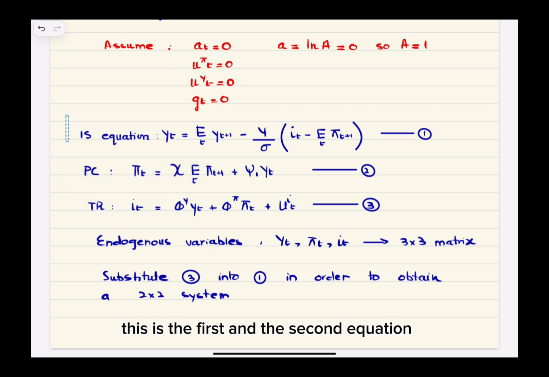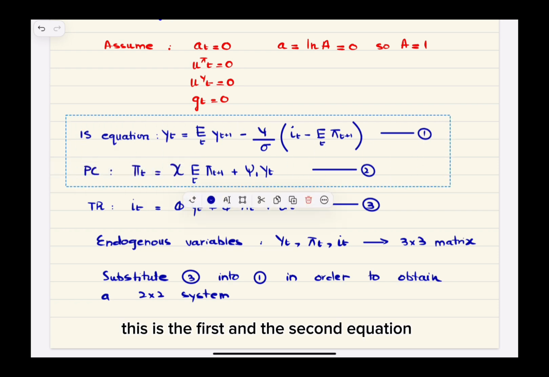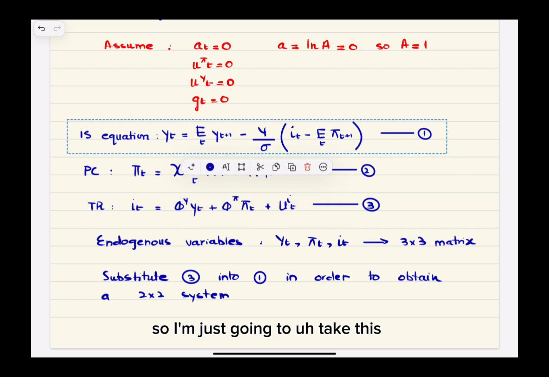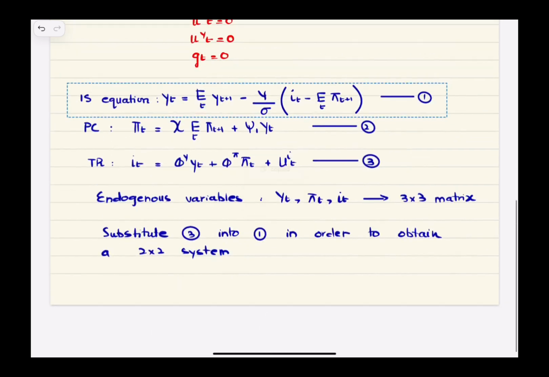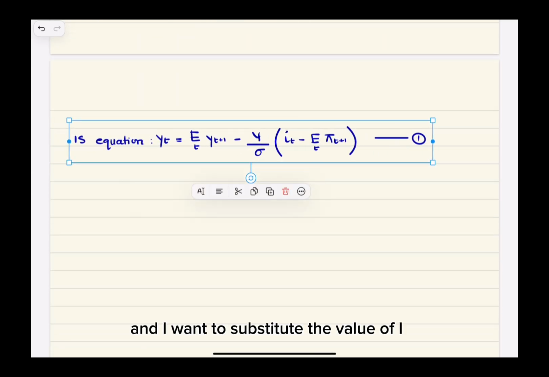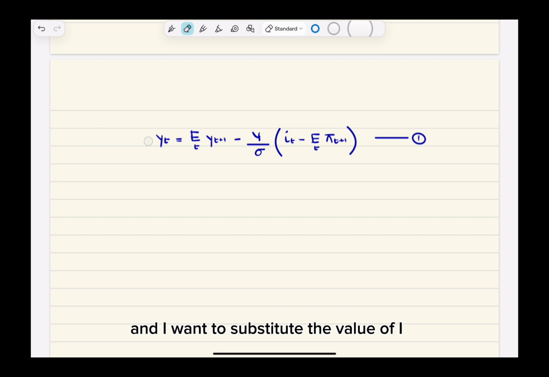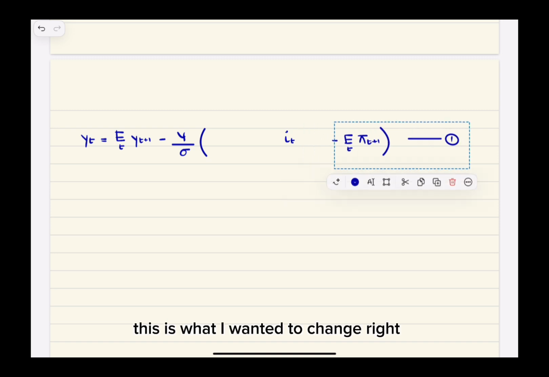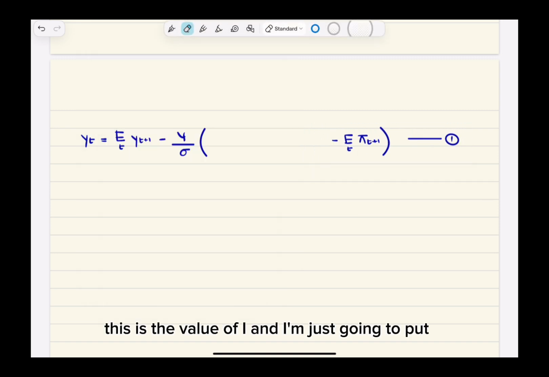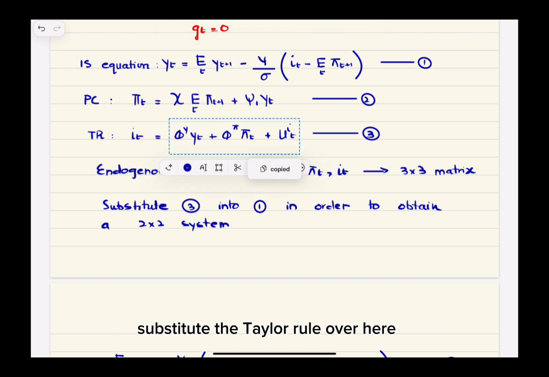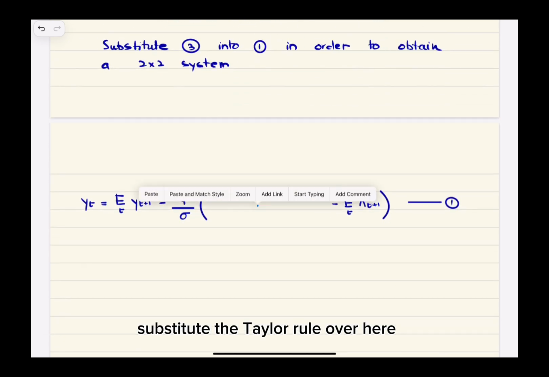This is the first and the second equation. The second equation actually remains the same, so I'm just going to take this and I want to substitute the value of i. So this is how it's going to change. This is what I wanted to change, right? This is the value of i, and I'm just going to substitute the Taylor rule over here.